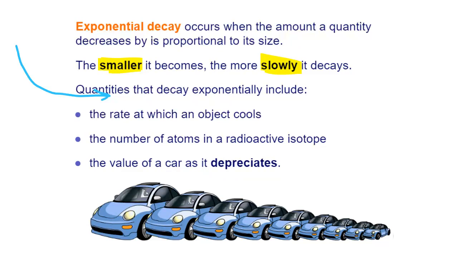The number of atoms in a radioactive isotope is also going to continue to decrease with this same relationship, and then probably the thing that we can relate to the most would be the value of a car as it depreciates. Now that's only up to a certain point, because as cars get older they lose value, and then once they get to a certain point, that value actually starts to increase again. So we're only talking about those values while they're decreasing.